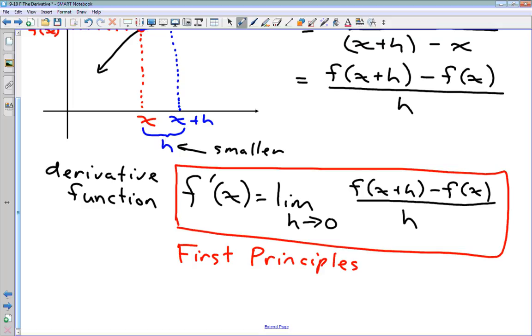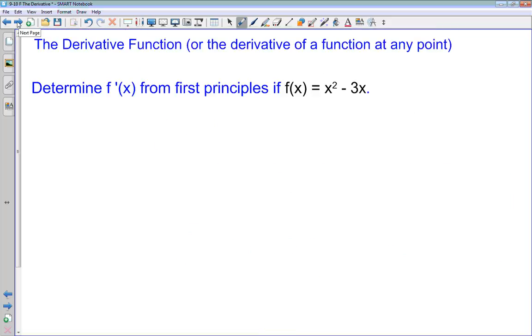So let's see how we actually use this to find the derivative of a function. And again, we'll do an example here. Again, we're finding the derivative function, or the derivative of a function, at any point that we choose. So we want to determine f primed at x, that derivative function, from first principles, if the function we are given is x squared minus 3x.